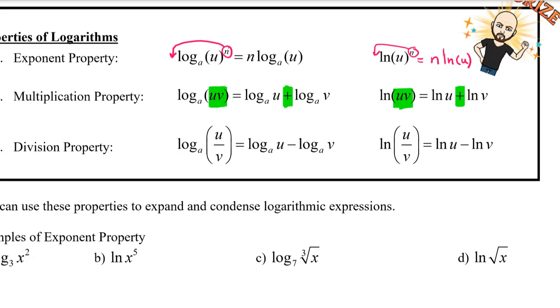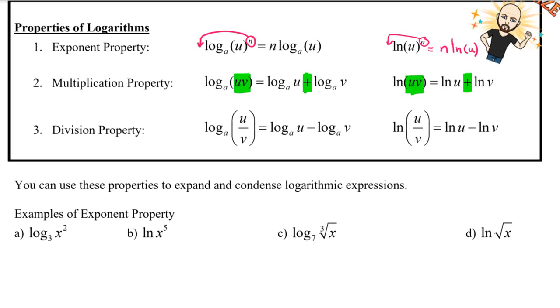And then the third and final property is going to be the division property. With the division property, inside the argument, you're dividing 2 quantities. And so what we'll do is separate those quantities by subtracting. And we can go both ways with that. We can take the left side and change it into the right side, or if it's already expanded, we can condense it into something smaller.